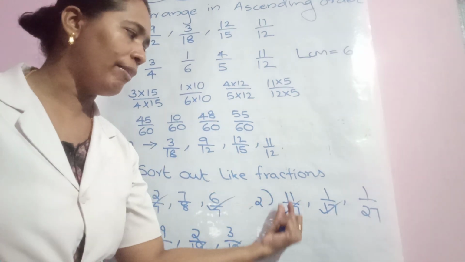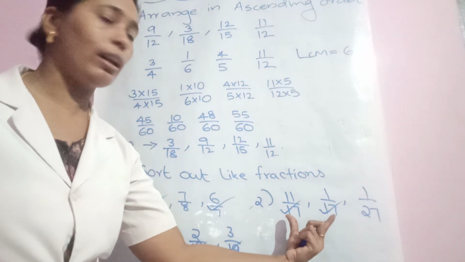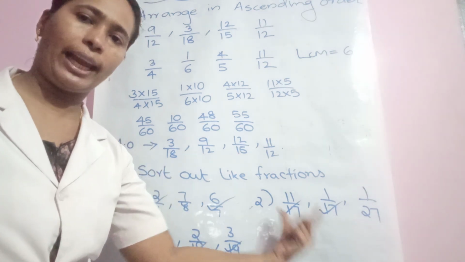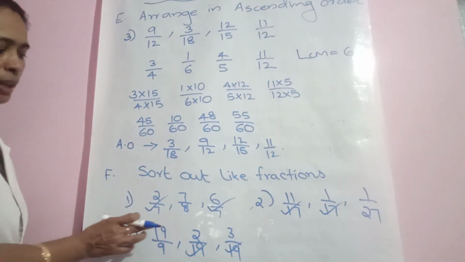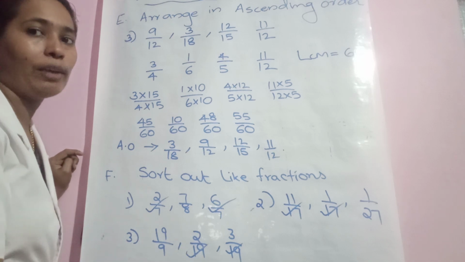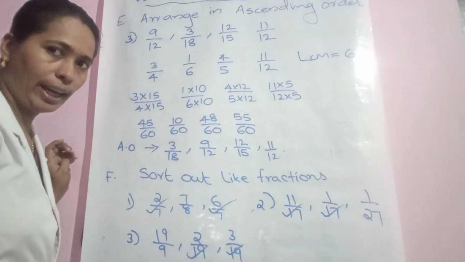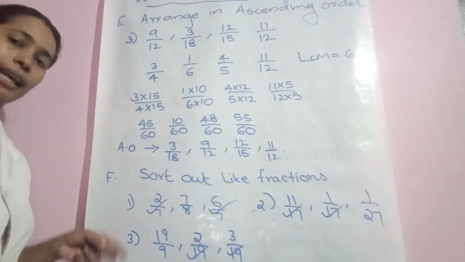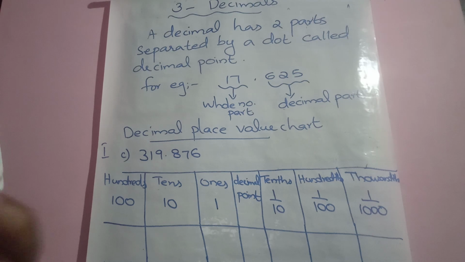Similarly here 11 by 17, 1 by 17, 1 by 27. Which ones are like fractions? The first two, having the same denominator 17. Similarly the third question, 19 by 9, 2 by 19, 3 by 19. Which are like fractions? 2 by 19 and 3 by 19. Is it okay? Do the three questions in your textbook. Complete the same: sort out the like fractions.